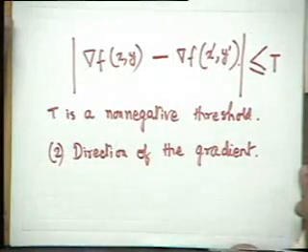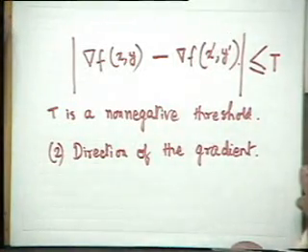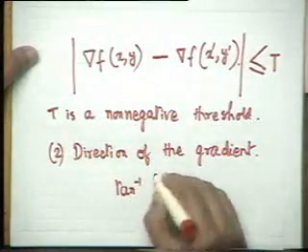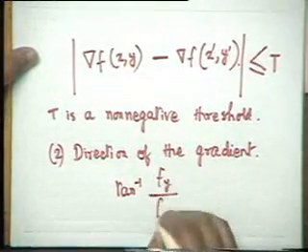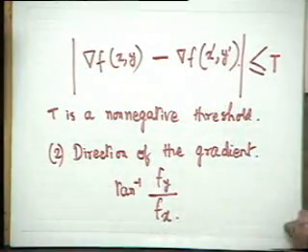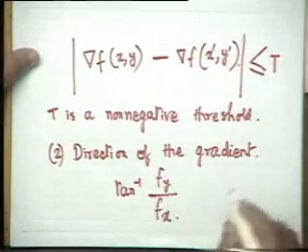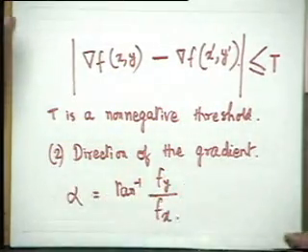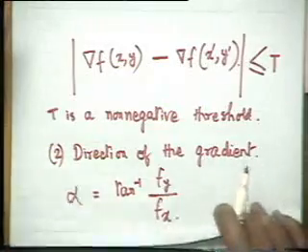How do you measure the direction of the gradient? Supposing the edge strength is fy in the y direction and fx in the x direction, tan inverse fy by fx gives us the direction of the gradient. So we also find the direction of the edge, of the gradient, and call this angle alpha.